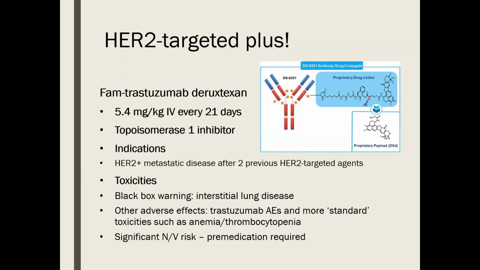So that may be something that changes our paradigm for dosing in HER2-positive metastatic breast cancer, something to follow going forward. But back to our content here. Black box warning for this product includes interstitial lung disease. And again, we're talking more about some of these classical cytotoxicity chemotherapy side effects. And this one includes a pre-medication required for a significant nausea risk.